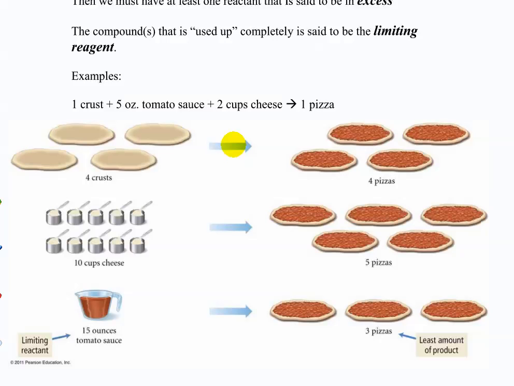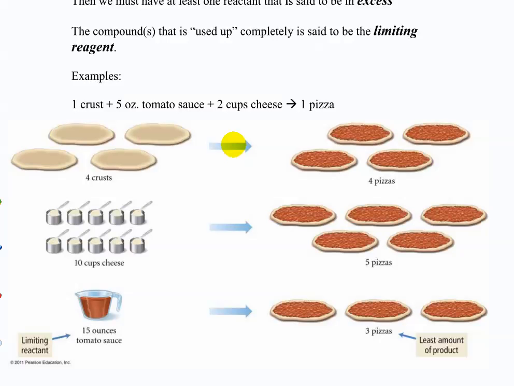So if you have 4 crusts, how much tomato sauce do you need to make 4 pizzas? 20 ounces, right? And you notice how this is the same thing as that mole ratio? And then how much cheese would you need for 4 crusts? 8 cups. Because 2 cups for each, and then there's 4 of them, so 8. So if you have 4 crusts, you can make 4 pizzas. If you have 10 cups of cheese, you can make 5 pizzas. If you have 15 ounces of tomato sauce, you can make 3 pizzas. Right?